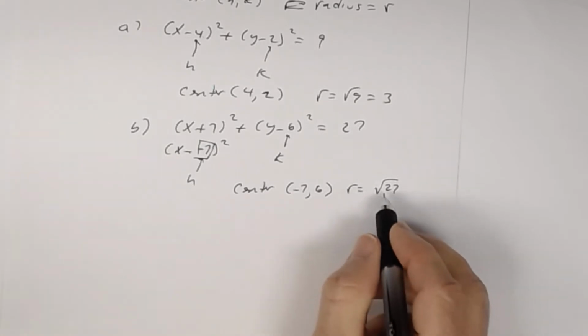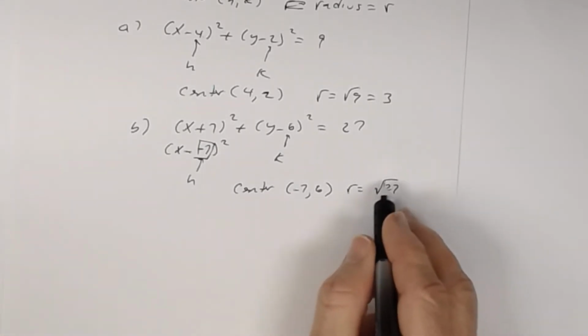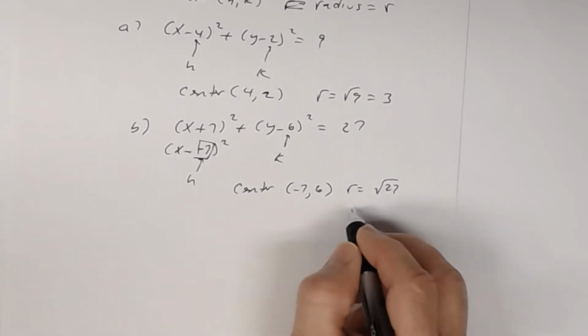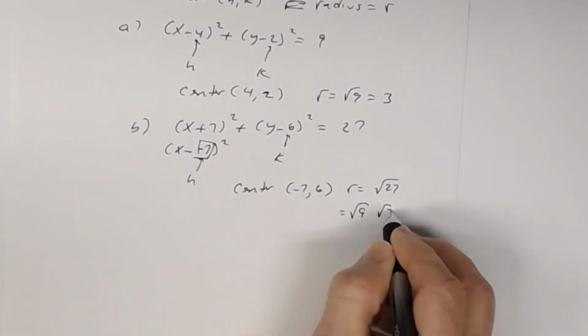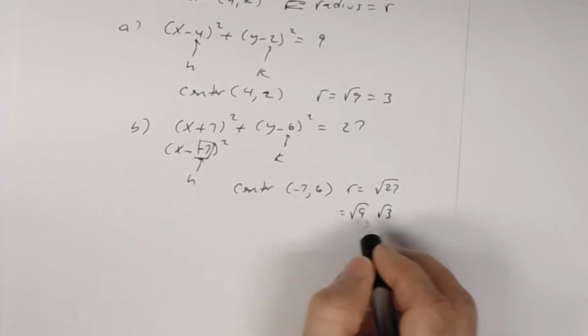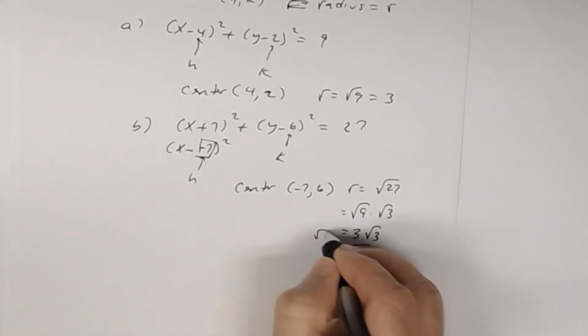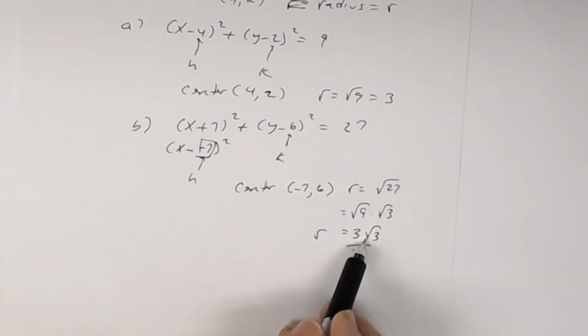So you got to think, besides the number 1, what other perfect square goes into 27? The answer is 9. So this is the square root of 9 times the square root of 3, because 9 times 3 is 27. And the square root of 9 is 3, so this becomes 3 square root of 3. So there's your radius. So there's your center, there's your radius.